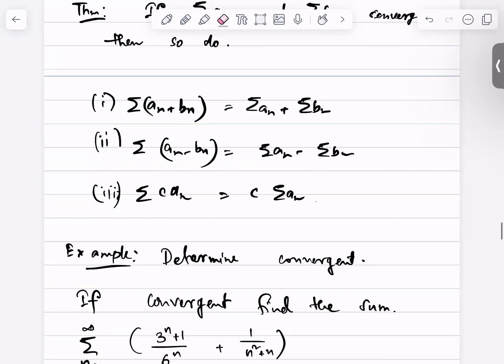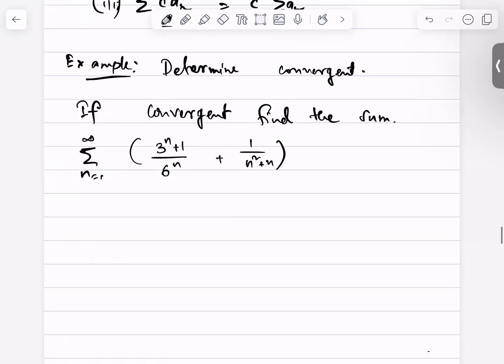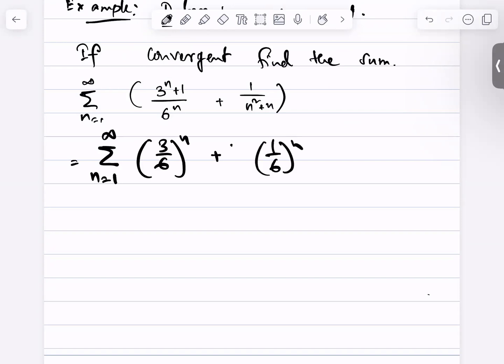Okay, now one more example. So suppose we have this sort of series given, and the question is, is this series converging? And if yes, then what's the sum? So I can make this series a little bit nicer. So I can write this as this plus summation 1 over 6 to the n, n equal to 1 to infinity. And then this is summation 1 over n square plus n, n equal to 1 to infinity.